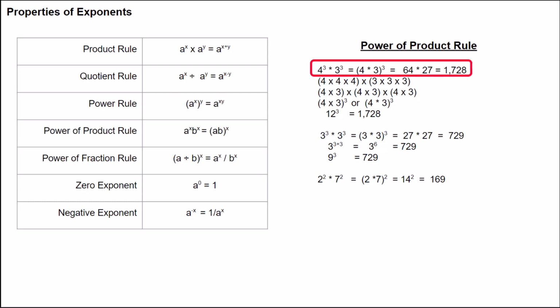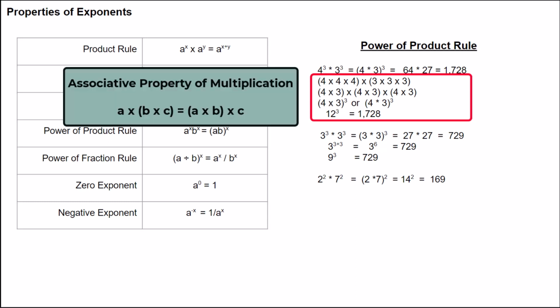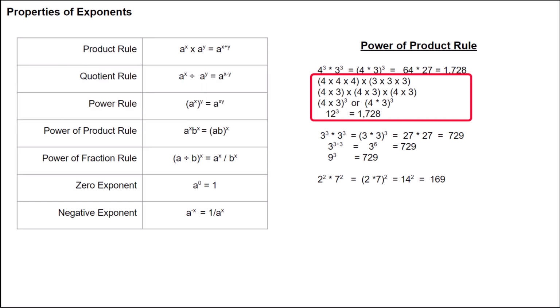Let's take a look here to get a deeper understanding of this. If we expanded both of these out, we would have 4 multiplied by itself 3 times, 3 multiplied by itself 3 times. Now, we know from the associative property of multiplication that we learned earlier that we can order these terms any way we want to. So we could write 4 times 3 within parentheses, times 4 times 3 again within parentheses, times 4 times 3 again in parentheses. So if you simplify this, it's easy to see how you could write 4 times 3 all raised to the power of 3.